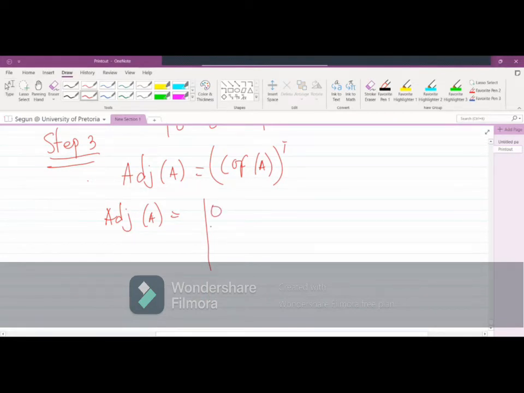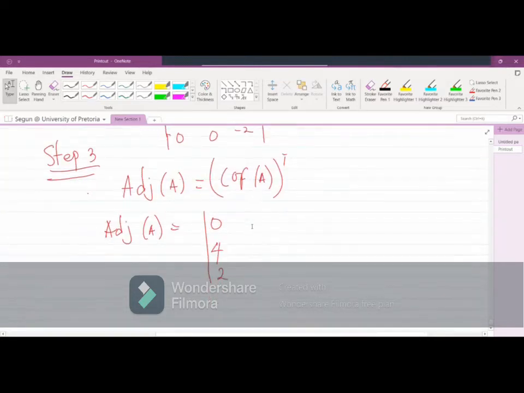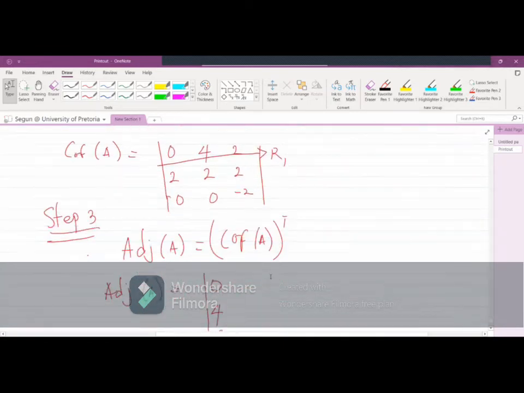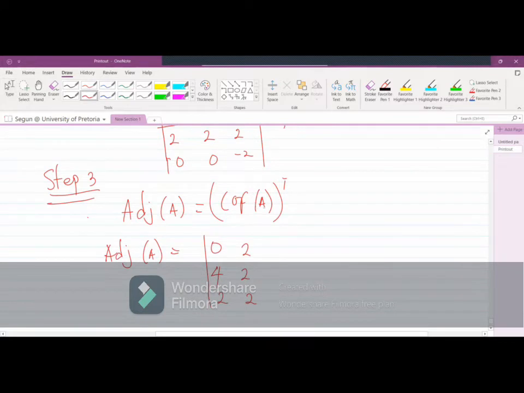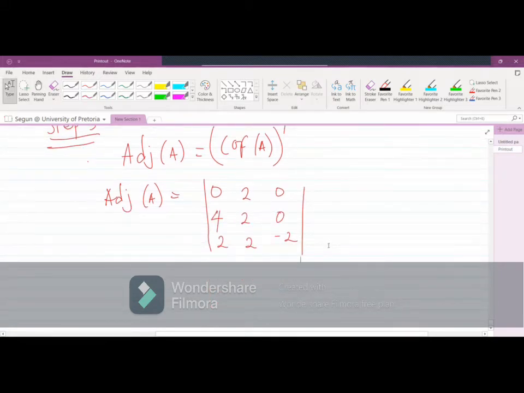0, 0, 4, 2. Is it 4 or 2? 0, 0, 4, 2. Meaning row changes to column. Then row 2 also changes. What will it be? 2, 2, 2. Then row 3 will change: 0, 0, -2. That is the adjoint. Adjoint is no more than that.